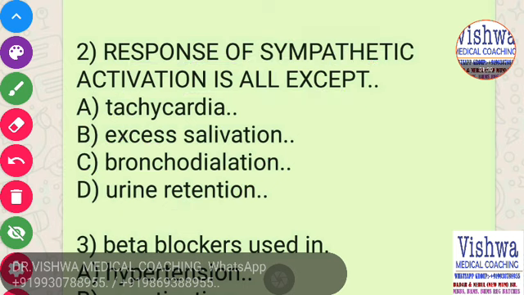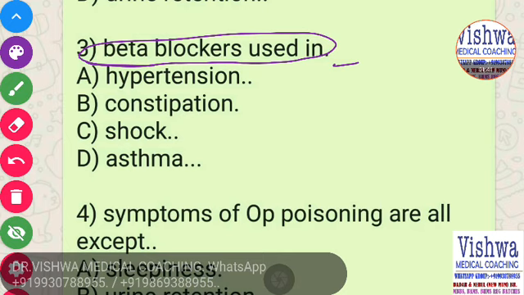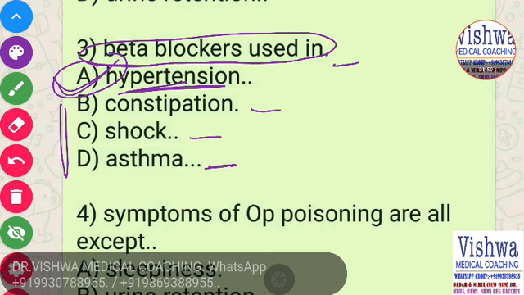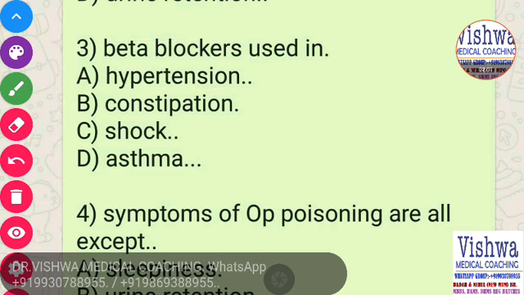Third simple MCQ: beta blockers are used in. Remember, beta blockers are beta 1 blockers, which are sympatholytic drugs. Hypertension, yes, it is used very commonly. Atenolol, propranolol, sotalol are used in hypertension. Constipation, in fact, they produce constipation as a side effect. Shock, no. Asthma, also they are contraindicated in asthma, as we have learned in the video lecture. So the answer to this is A, hypertension.